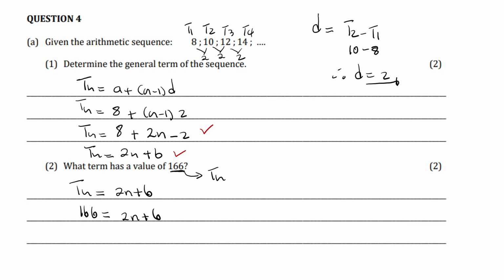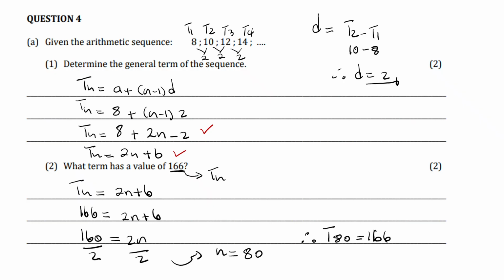When you solve, the 6 will come to this other side to be negative, which will give us 110 is equal to 2n. Divide both sides by 2. Therefore, what is n equal to? We know that 2 goes into 110 55 times, so the value of n is 55. So this tells me that T55 will be equal to 116. That's your term number 55. Then you are done solving this problem.